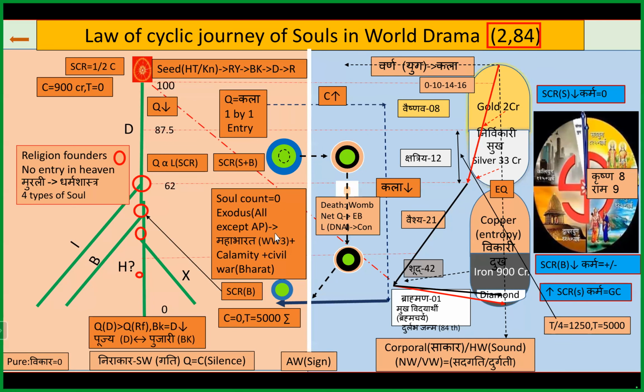This exodus happens to all souls except the advanced party souls. Destruction can be Mahabharat, World War III, calamity, or civil war. So this is how it happens. We can call it a day of judgment or Kayamat. And then all the souls will become the original souls, either by yoga or the bhog. So this is how the cycle happens. And then we will also see there is no nirman. So all the souls are a part of this cycle.